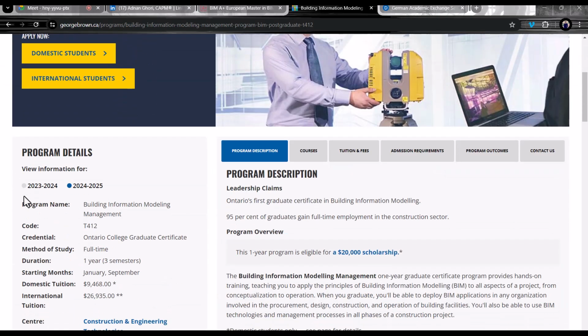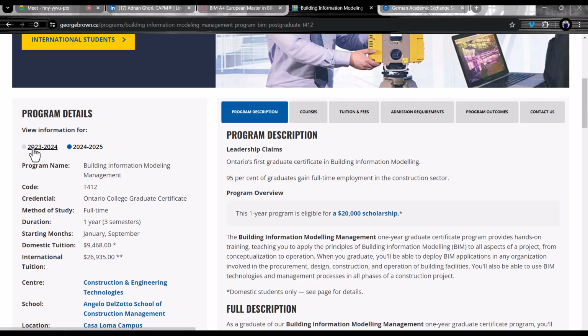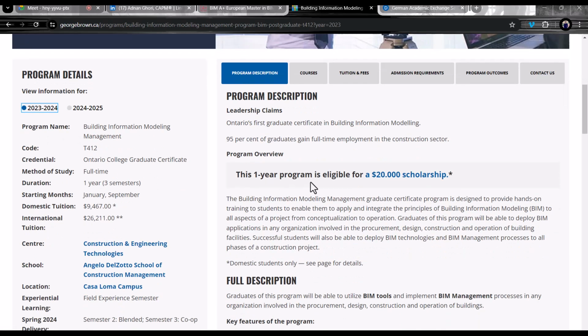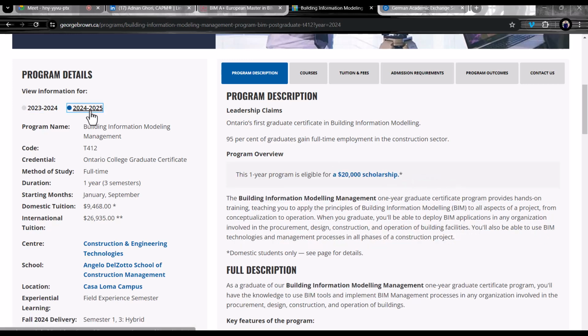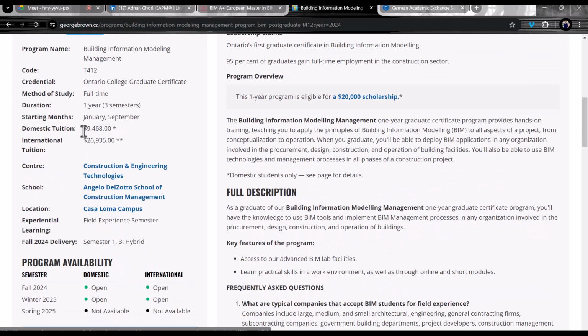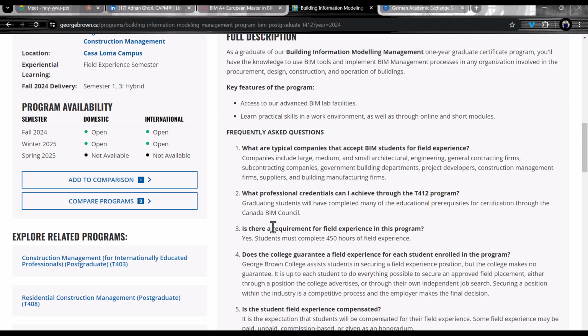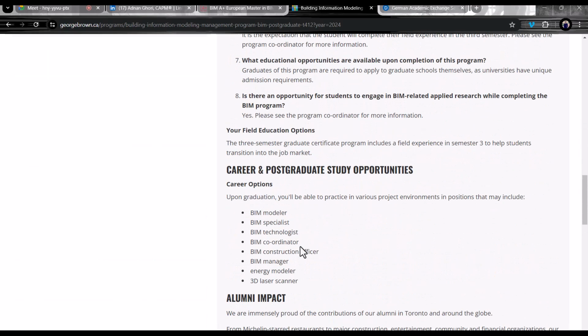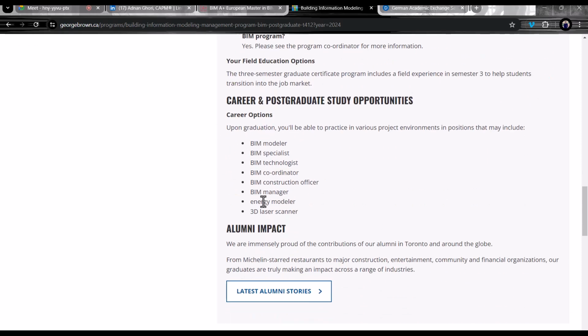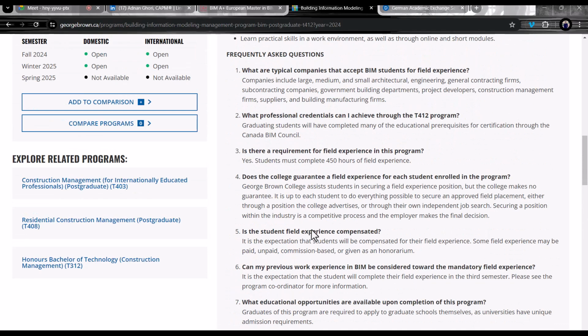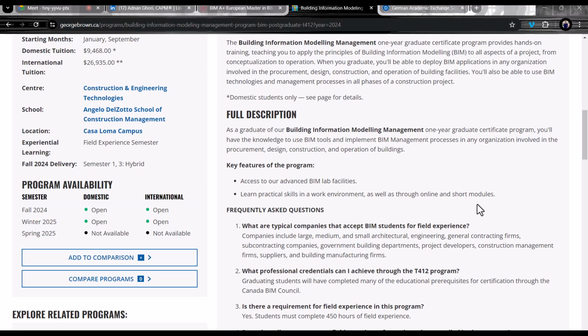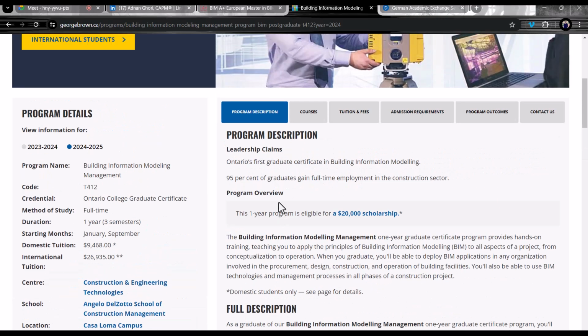So you can see over here which year the program is open. This 1 year program is eligible for a $20,000 scholarship. For 2024 to 2025, you can see the domestic fee and international tuition fee. Full description, semesters, and FAQs you can go through over here. Under career, you can see what kind of opportunities you will get after studying these courses, like BIM modeler or BIM specialist, and when you take that course, you will get a work visa there. So for a 1 year course, you will get a 1 year work visa, and so on.